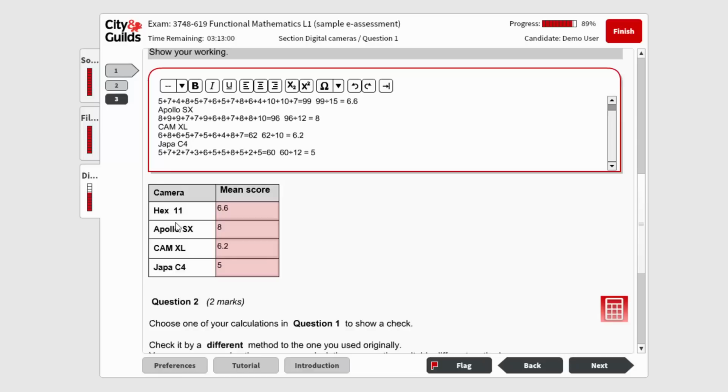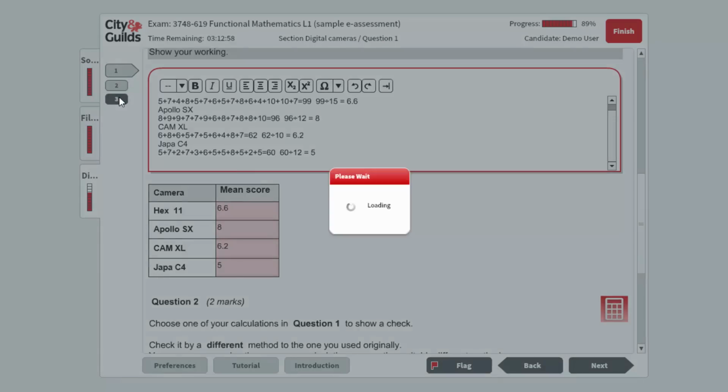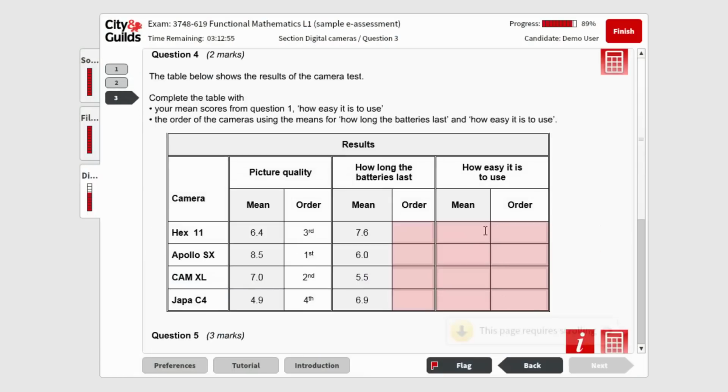So we need the R means, which are 6.6, 8, 6.2, and 5. So let's put those in there. 6.6, sorry. 8, 6.2, and 5. And then it's just putting them in order. So, which was the highest score? 8 is first, 6.6 is second, 6.2 is third, and 5.0 is fourth.